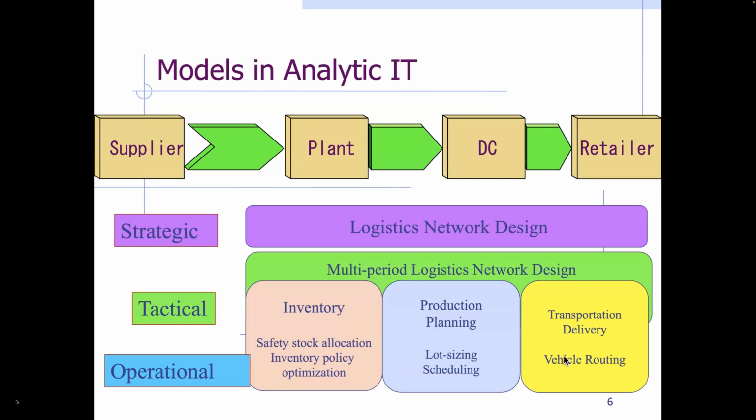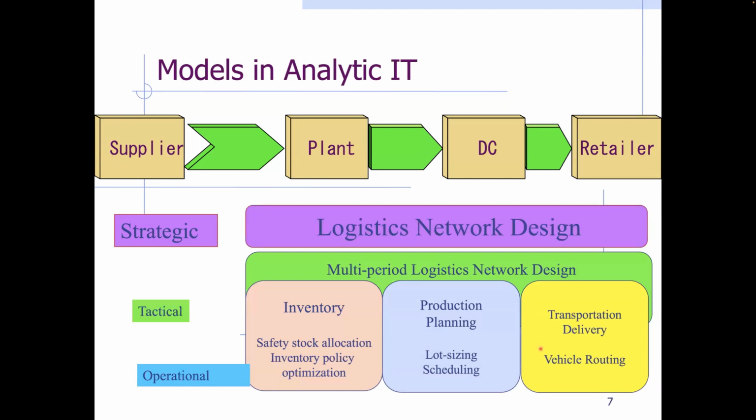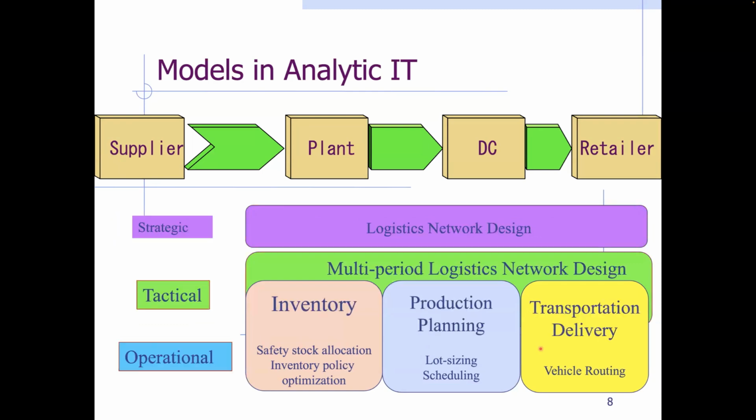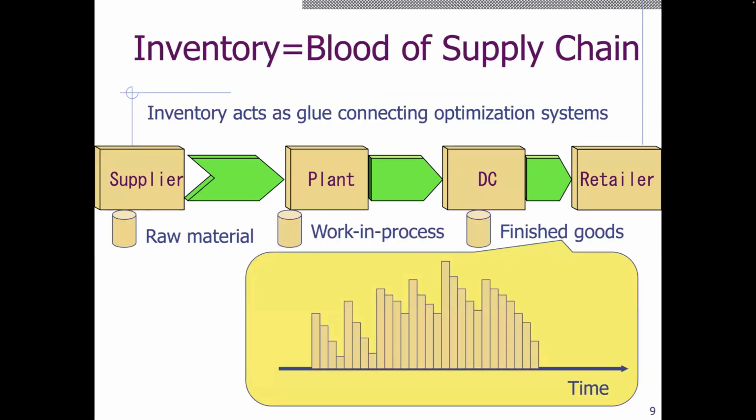Inventory plays an important role in the supply chain. Using the metaphor of human body, inventory is compared to blood and it acts as glue connecting several processes in the SC. Inventory is spread throughout the SC from raw materials, work in process, WIP, inventory, to finished products in warehouses and retailers. And such inventory varies day by day or period to period due to many reasons.